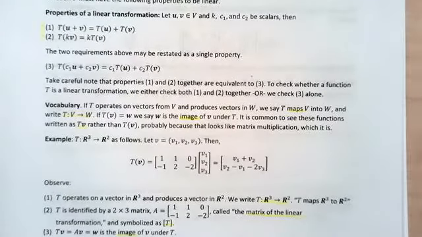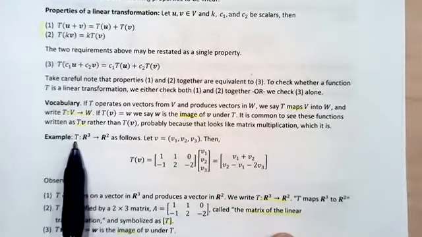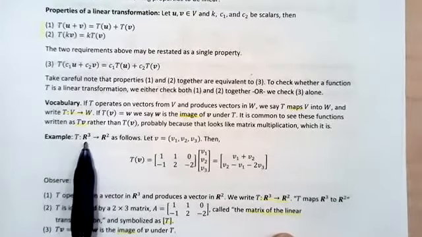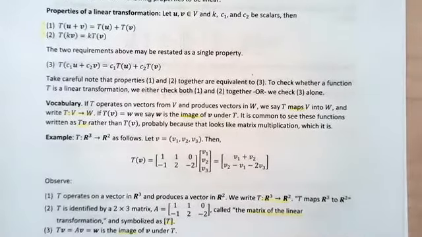Okay, so for an example, suppose we want to cook up an example, a linear transformation that takes a vector in R3 into R2.